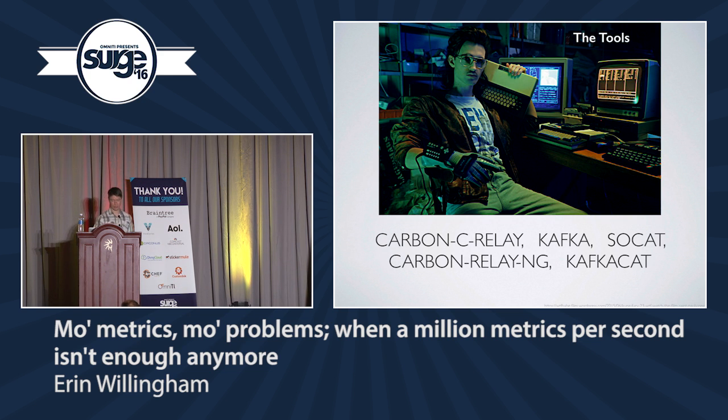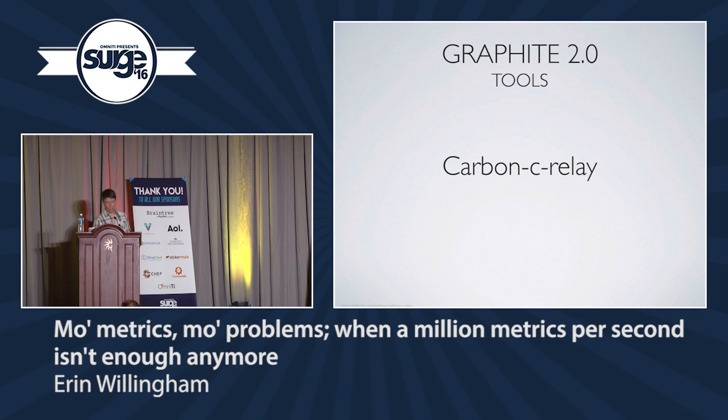So let's go into a couple of the tools we used here. So Carbon C Relay. It's written in C. It works as both a relay and an aggregator. We chose this. The other option is Carbon Relay NG, which I'll show. We really wanted to go with Carbon C Relay since it was written in C, obviously.